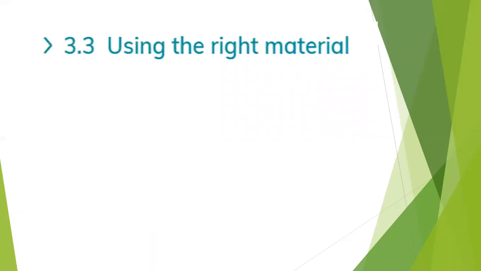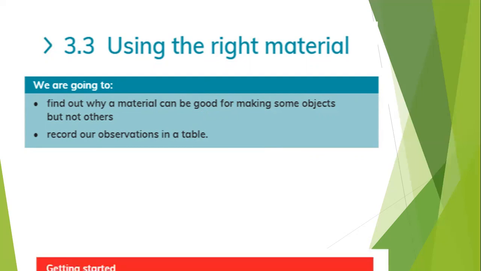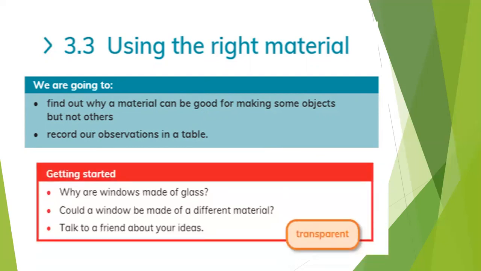So the name of our lesson is Using the Right Material. In this lesson, we are going to learn and find out why a material can be good for making some objects but not others, and we are going to record some observations. So let's start. Why are the windows made of glass?